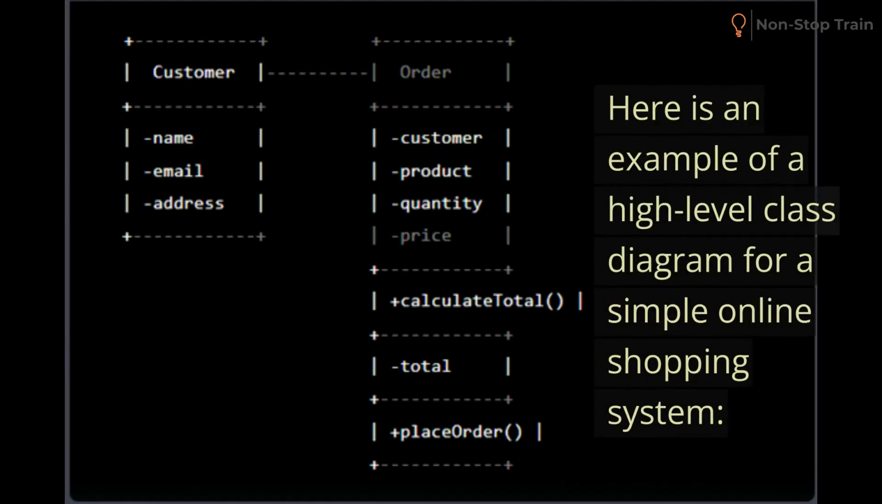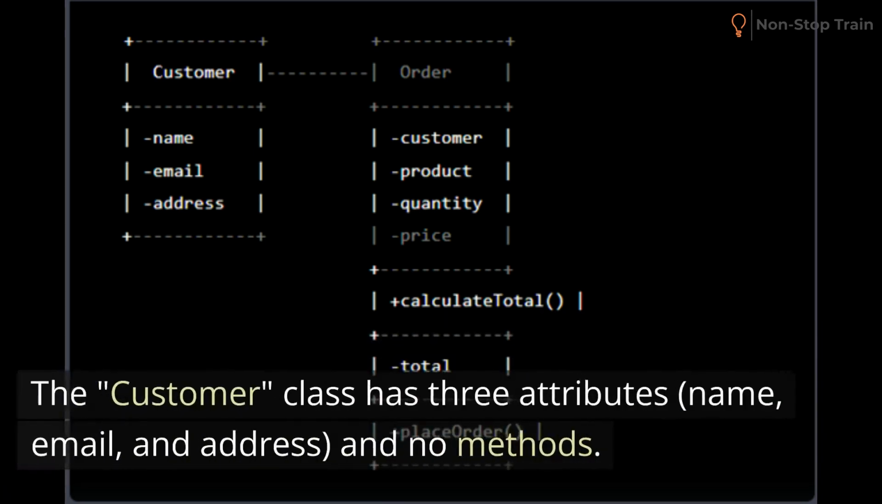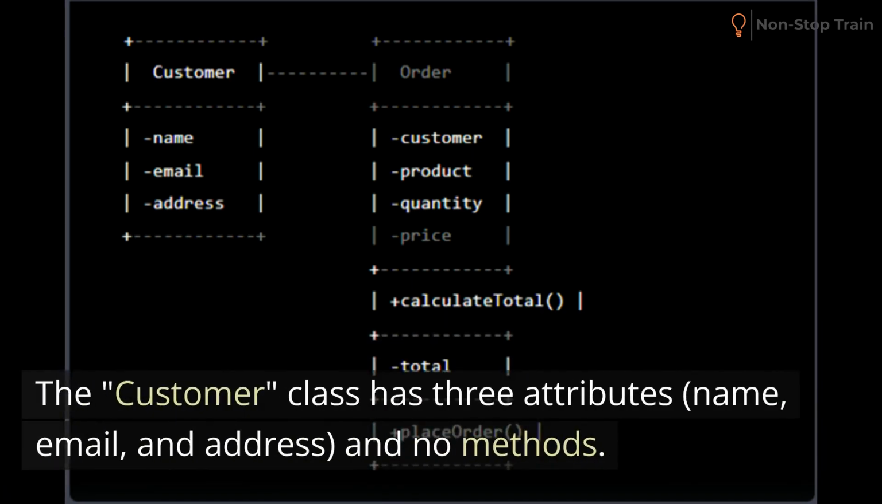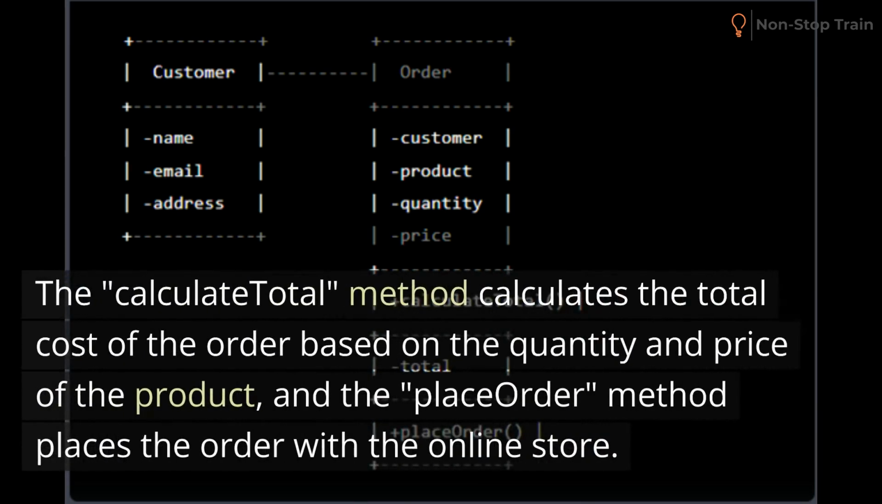Here is an example of a high-level class diagram for a simple online shopping system. In this example, the customer class represents a customer of the online store, and the order class represents an order placed by a customer. The customer class has three attributes: name, email, and address, and no methods. The order class has four attributes: customer, product, quantity, and price, and two methods: calculate total and place order. The calculate total method calculates the total cost of the order based on the quantity and price of the product, and the place order method places the order with the online store.